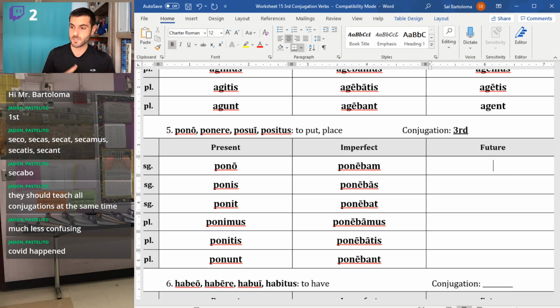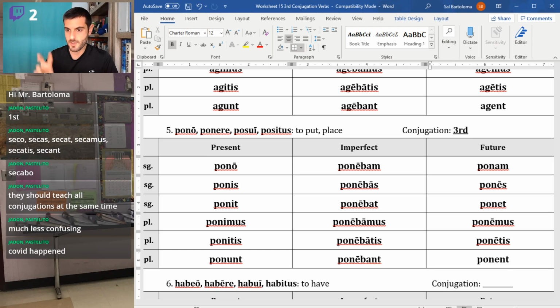And then for the future, since it's third conjugation, we use the new pattern. Ponam, pones, ponet, ponemus, ponetis, ponens.